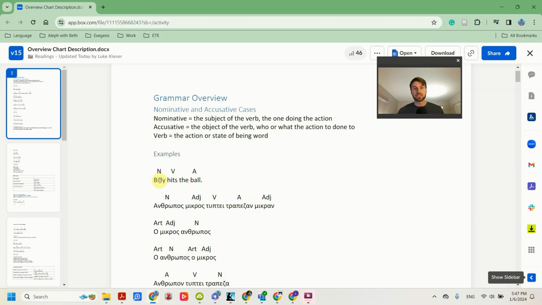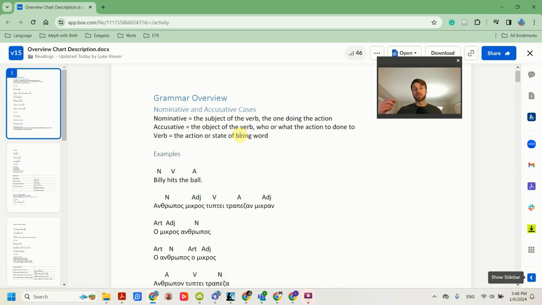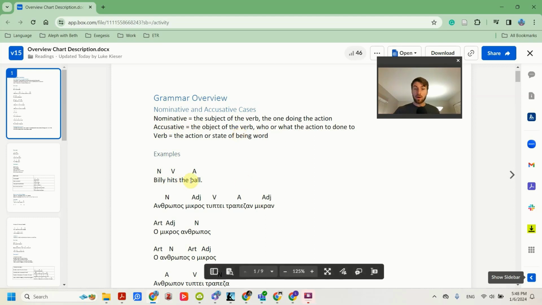If I was to say, I hit the ball, I is the nominative form of referring to myself. If I want to put I into the accusative case, the accusative is the object of the verb, to who or what the action is done to. So the ball is the accusative. Billy hits what? The ball, right? And so the ball is in the accusative.